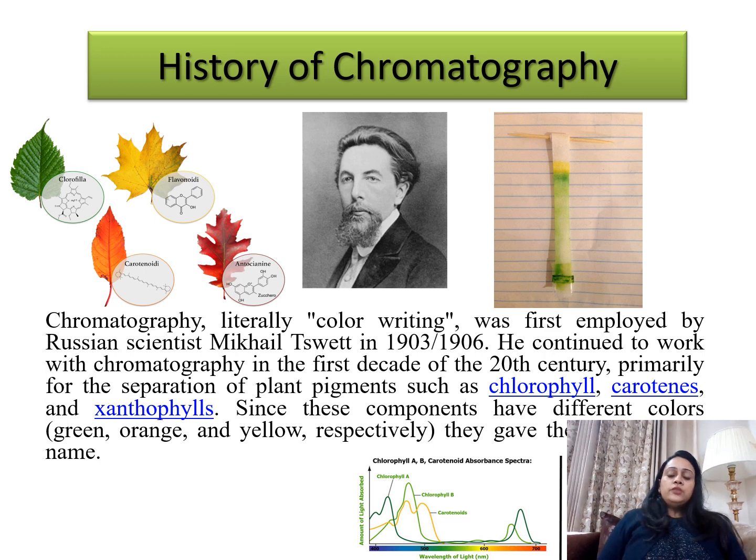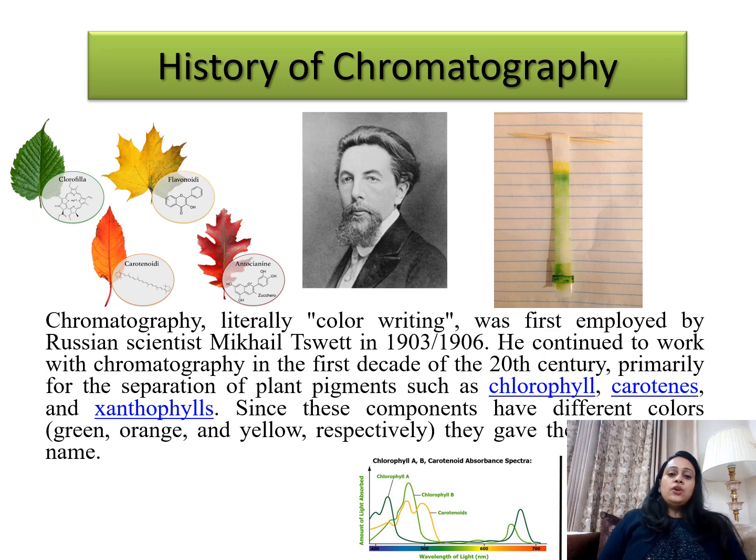Let's go back to the history of chromatography. A Russian scientist named Mikhail Tswett in 1903 discovered this chromatography technique for the first time, in the first decade of the 20th century. What he did was the separation of the plant pigments such as chlorophyll A, chlorophyll B, carotenoids and xanthophyll using this technique.